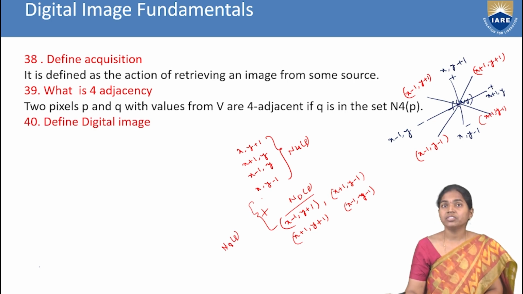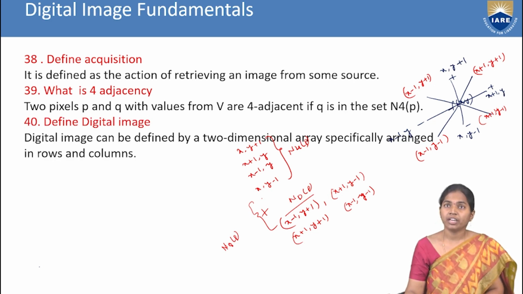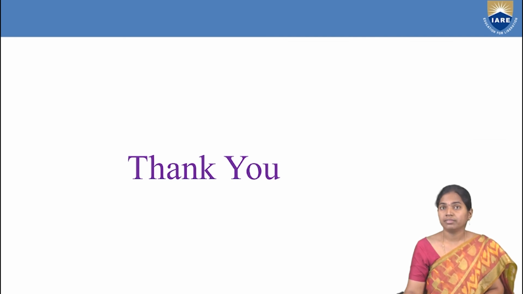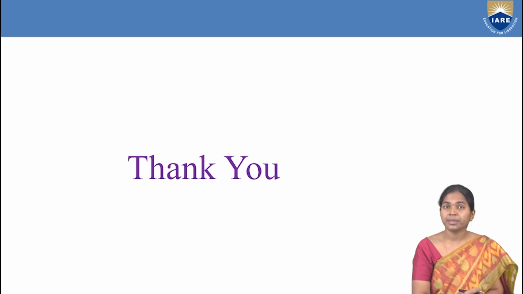And define digital image. A digital image can be defined by a two-dimensional array, specifically arranged in rows and columns. Define brightness. Brightness refers to the overall lightness or darkness of an image. So up to here, the definitions and terminologies of module 1 are completed. The basic topics are image acquisition, relationship between pixels, digital camera, grayscale, sampling and quantization. These are the topics involved in our image processing, and definitions are also completed based on these topics.